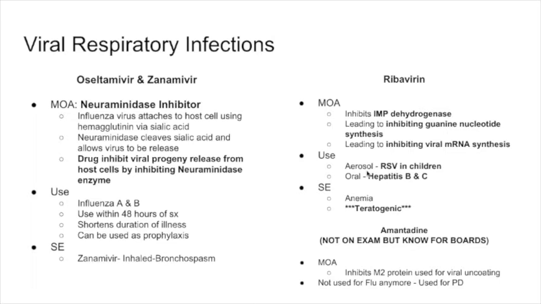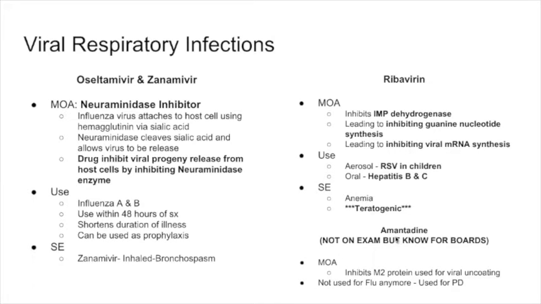Ribavirin is used for RSV in children, and it's aerosolized, so you give it via the lungs. Oral ribavirin is used for hepatitis B and C, and that's something we're going to talk about a little bit later. Important thing for ribavirin is that it causes anemia, specifically hemolytic anemia, but the important side effect for ribavirin is that it's teratogenic, and that's something that's important to know.